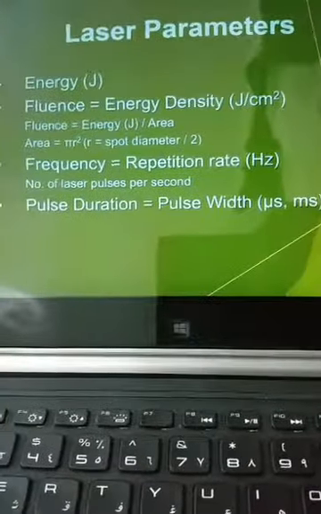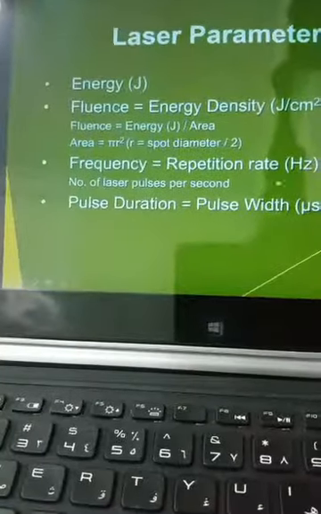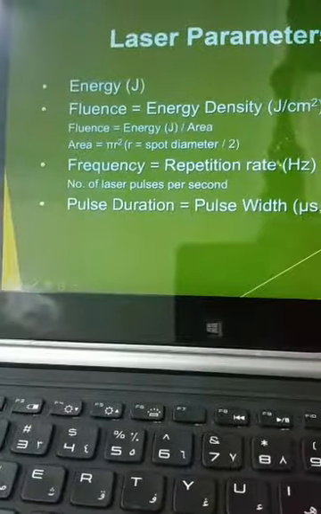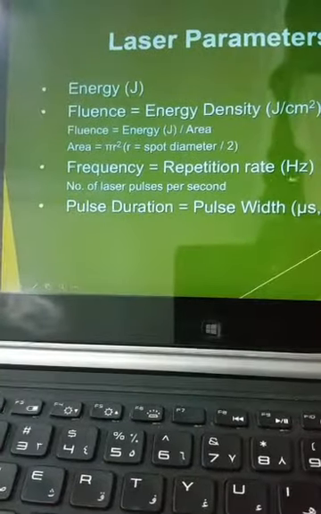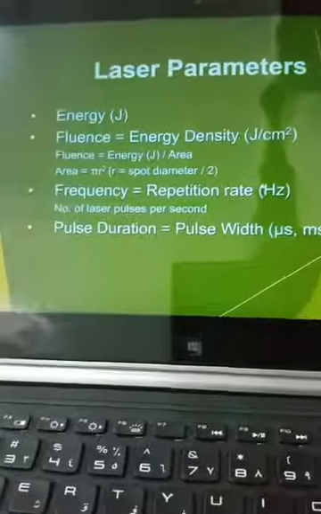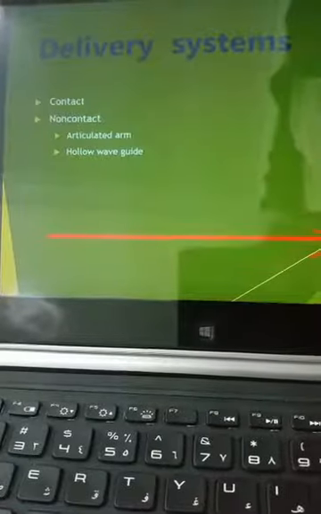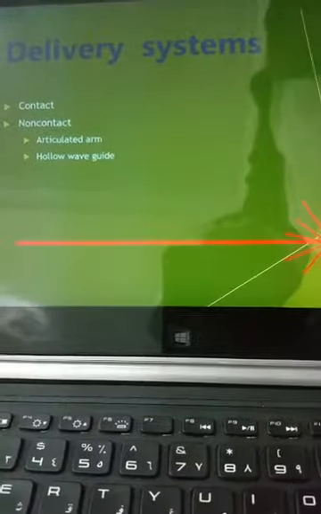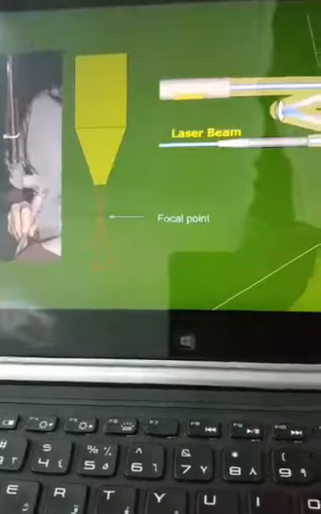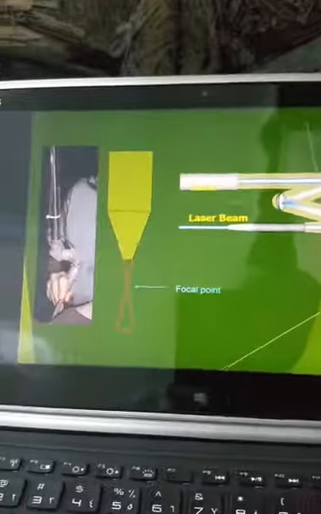We measure energy in joules, of course, the fluence in joules per centimeter squared, and the frequency in hertz. This is the pulse, the number of pulses per second. This is the hertz: how many pulses there are, continuous and pulse. We'll talk about this later. Contact and non-contact is also another issue, but we can just mention it very quickly.